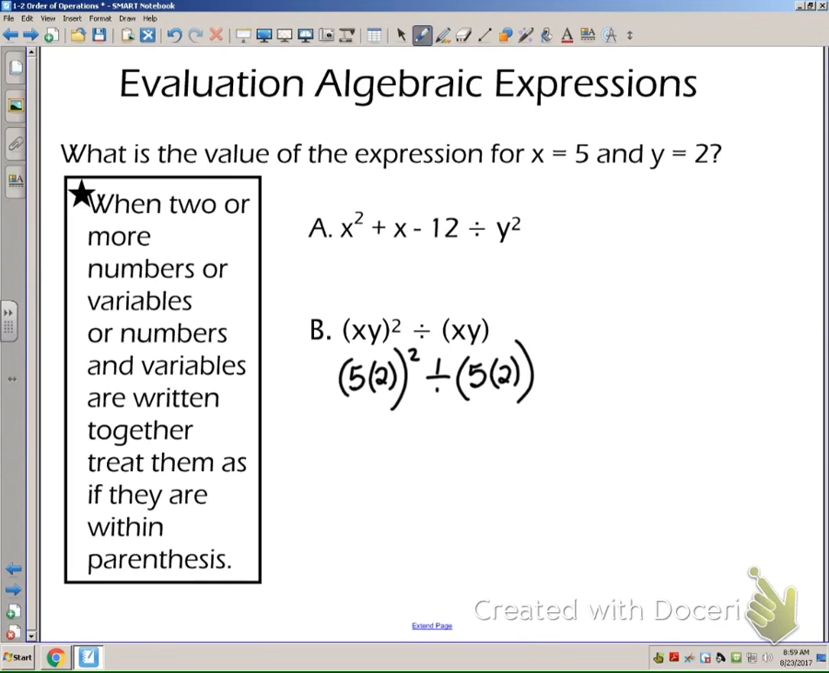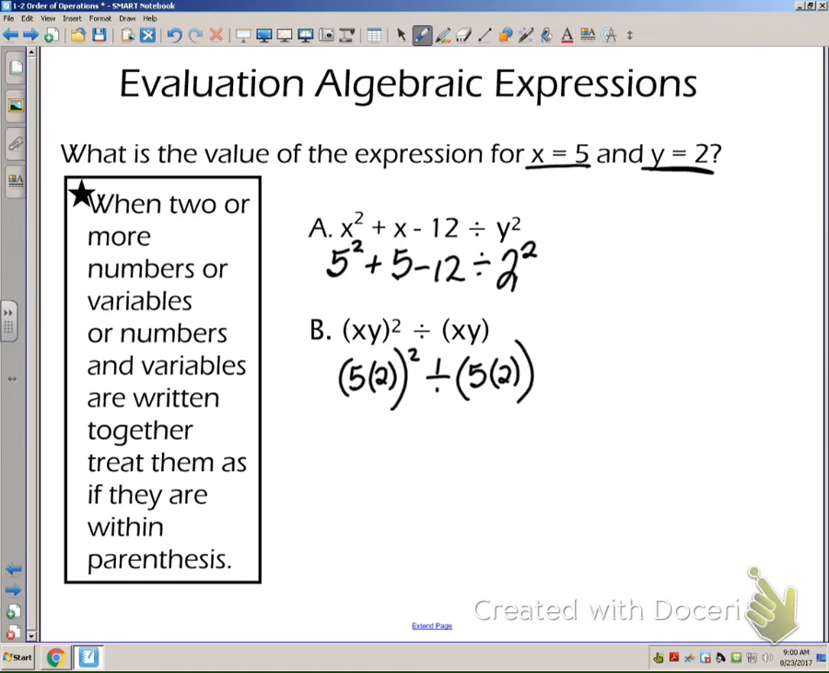Okay, so I just plugged it in so far. It told me x was equal to 5. So wherever I have an x, I'm going to replace it with a 5. So I've got 5 squared plus 5 minus 12, and the same thing's true for y. Wherever I have a y, I want to replace it with what y is the same as. So y is 2, I have 2 squared.